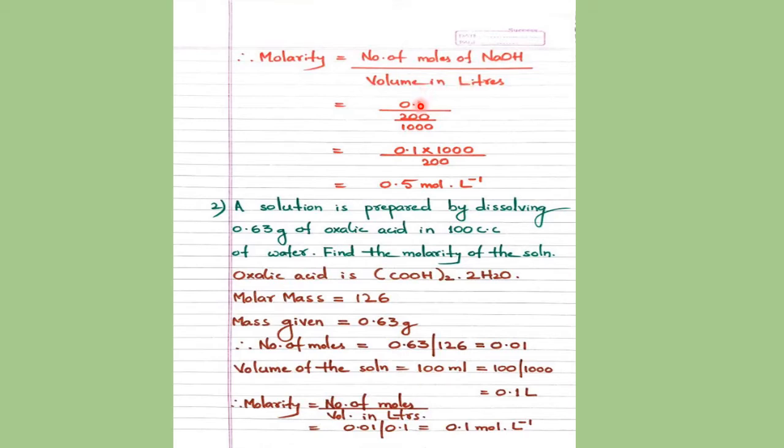Number of moles of NaOH, 0.1, we have already calculated. Now how much water has he given? Solvent, 200 cc of the solution. So he has given the volume in cc.